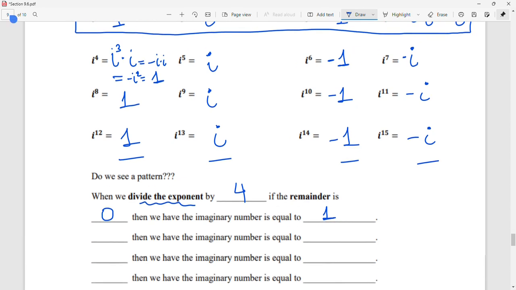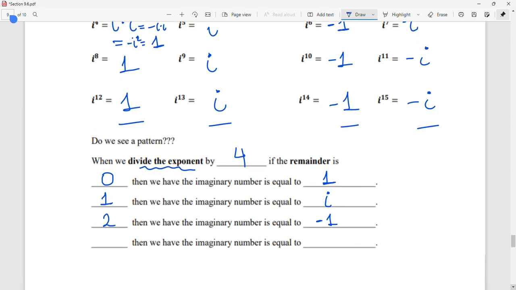If the remainder is 1 when you divide the exponent by 4, then the imaginary number is equivalent to i. If the remainder is a 2, then the imaginary number is equal to negative 1. And if the remainder is a 3, then the imaginary number is equal to negative i. So if we have special powers of i, there's only 4 options. And that's all dependent on what the remainder is.